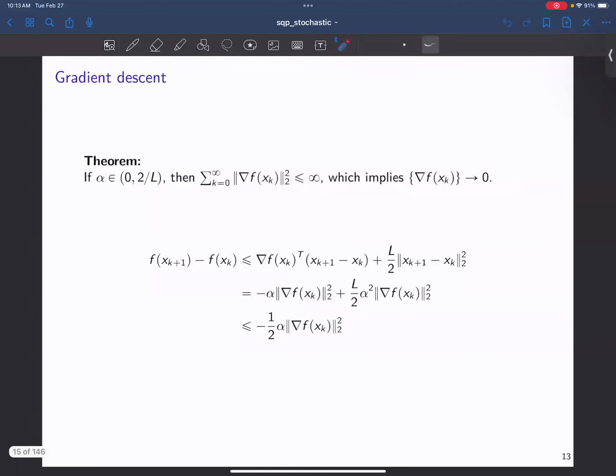Then, if we choose our step size alpha appropriately, so that it's less than 2 over the Lipschitz constant, we will converge to a stationary point of this function f. Again, the proof is so simple. We can simply put it on one slide, and then moving things around, we can achieve this result. Here it's important to notice that we don't have any properties of the function f beyond that it's a smooth function.